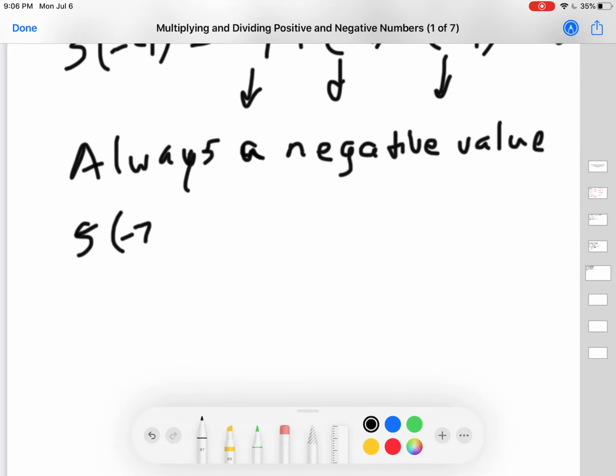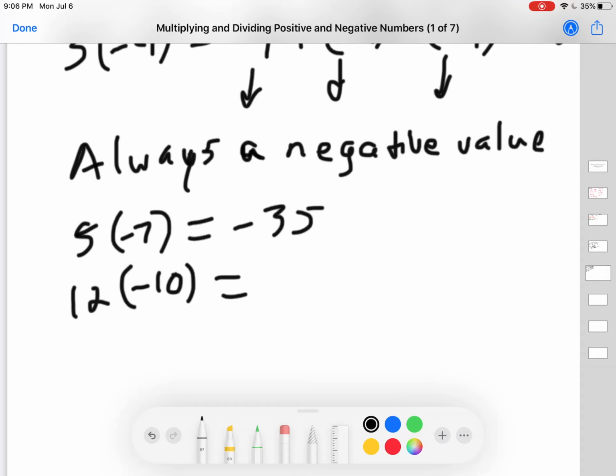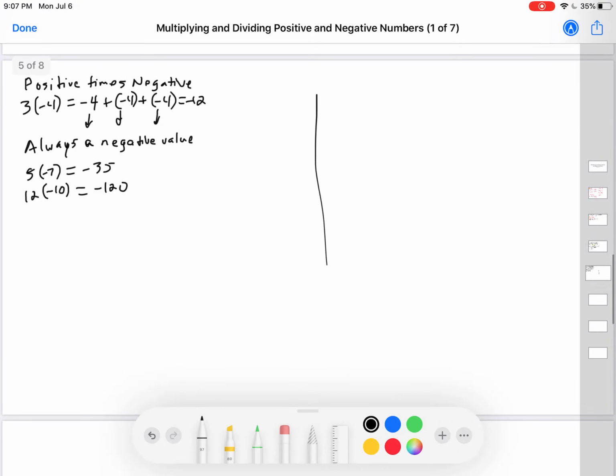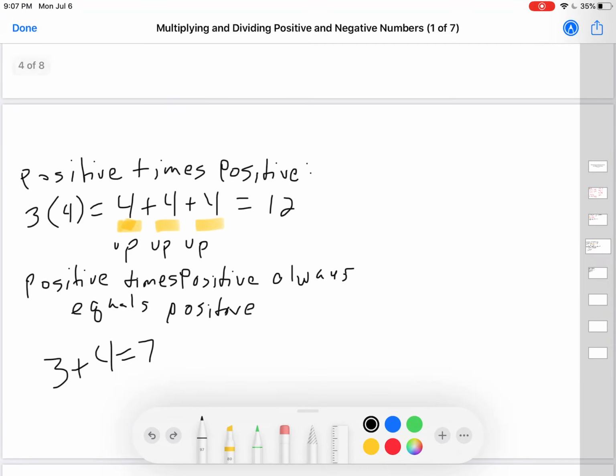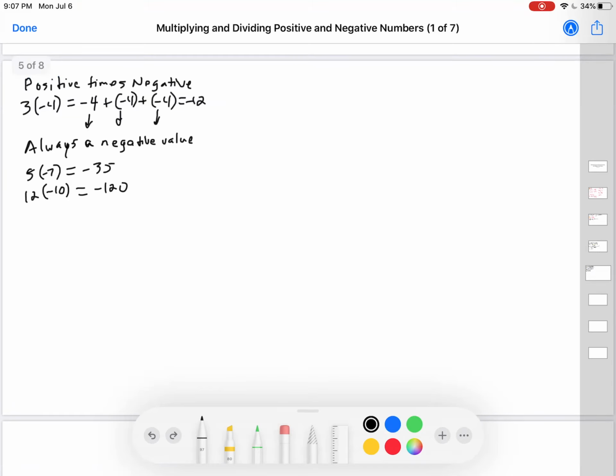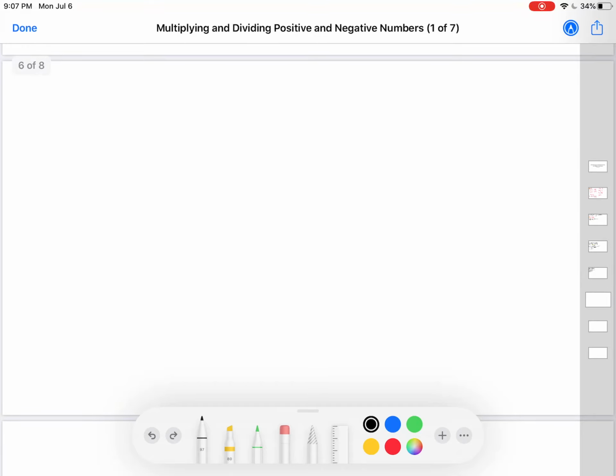Let's try a few of these. 5 times negative 7. 12 times negative 10. 5 times negative 7 is negative 35. 12 times negative 10 is negative 120. 5 times 7 is 35, and that negative means that it is negative. 12 times 10 is 120. That negative means that it's negative. Okay, so we've done 2 things so far. We've done positive times positive is positive, and positive times negative is negative.